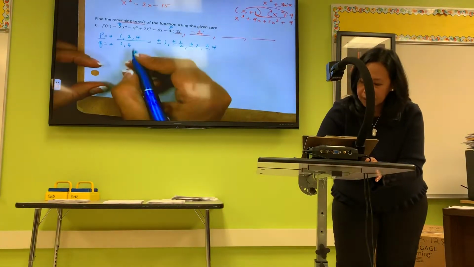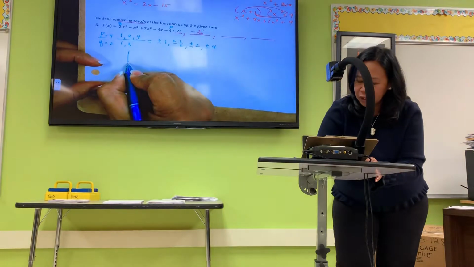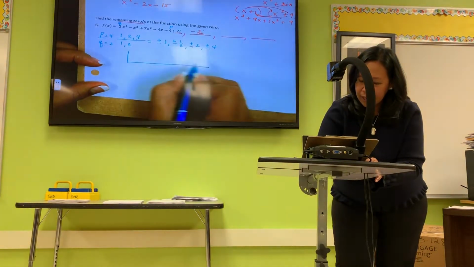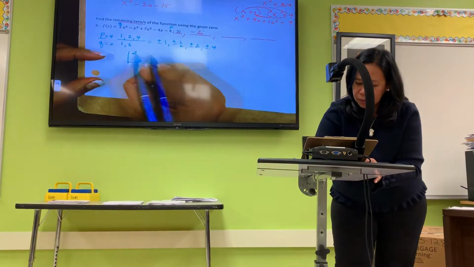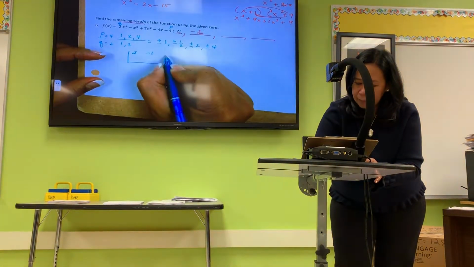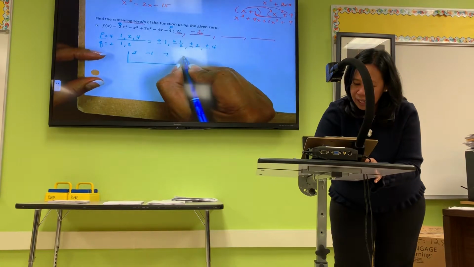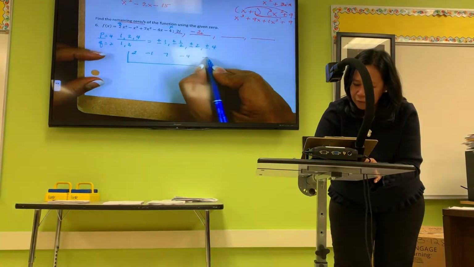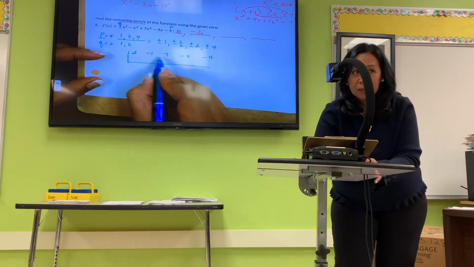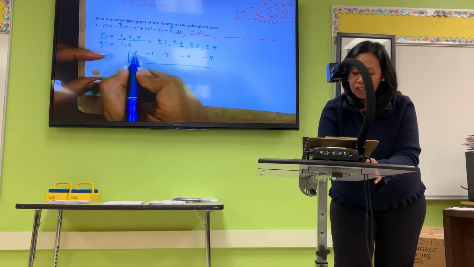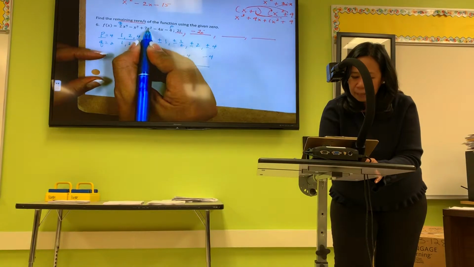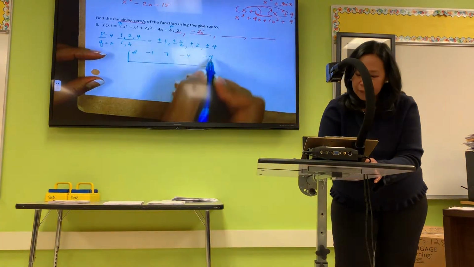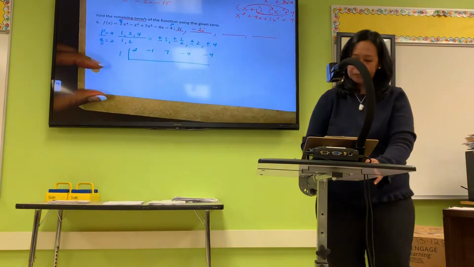So let's do our synthetic division. And there are no missing terms. So let's do 2, negative 1, positive 7, negative 4, negative 4. Make sure you always double check on the test. Double check if you wrote the right numbers. 2, negative 1, positive 7, negative 4, negative 4. So I'm going to start with positive 1.